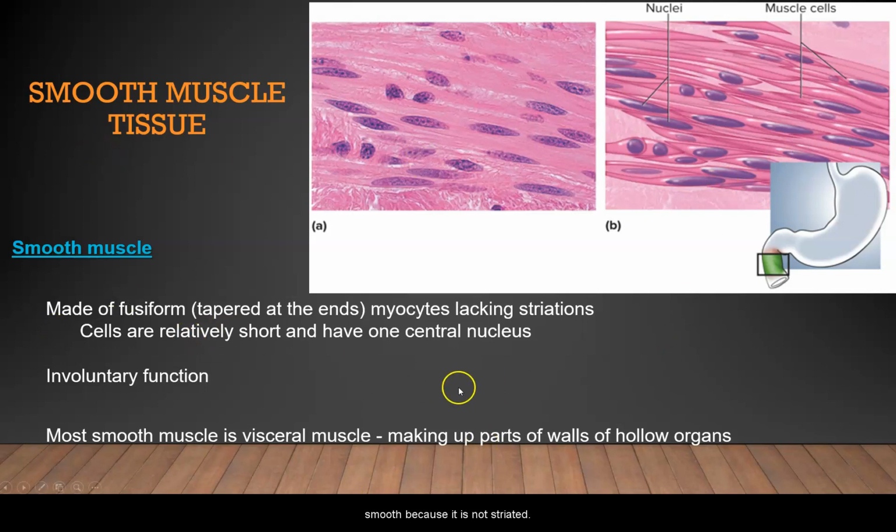It's smooth because it is not striated. Most of the smooth muscle you'll find is visceral muscle that makes up parts of the walls of hollow organs. They are made of fusiform myocytes, which just means tapered at the ends. As you can see, it kind of tapers off at both ends. Lacking striations, that's why it's smooth. And the cells are short and have one central nucleus. This is, again, involuntary function here, right? A big part where you'll find smooth muscle is in the stomach. You do not have to think about your stomach muscles contracting, right? The actual organ of the stomach, not the area that you might be thinking about, like your abs. No, I mean the muscles in your organ, the stomach.